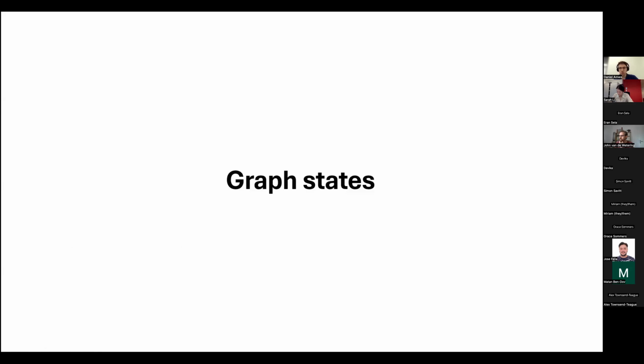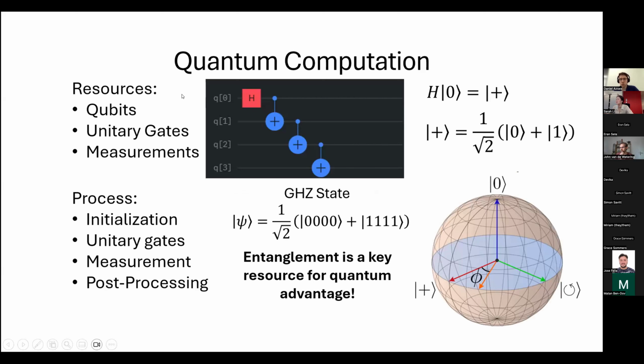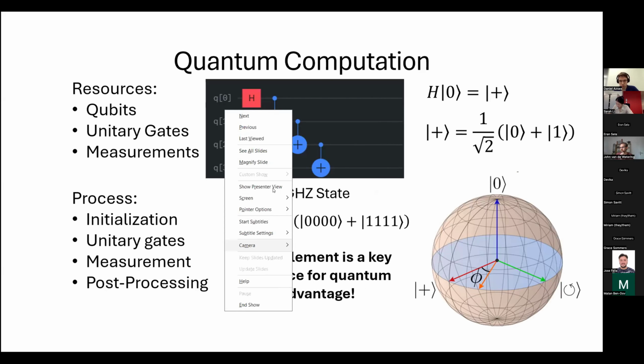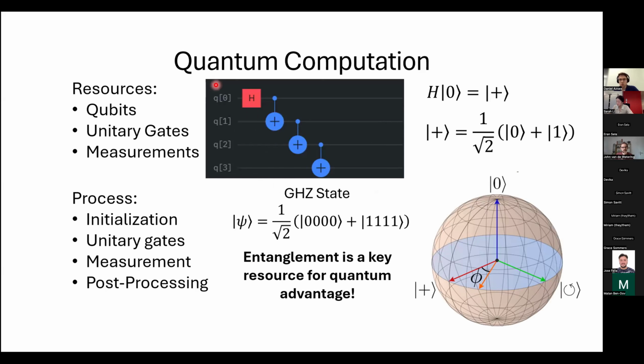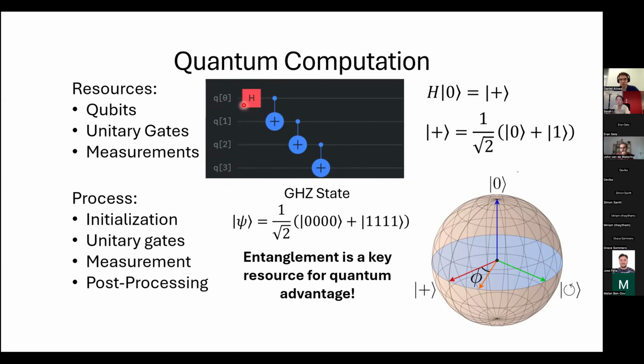So let me start with graph states. So what we usually do here is quantum computation. So there are many things to cover, so to be sure that we are all on the same page. Usually what happens in quantum computation is that we have qubits here. Usually you have four qubits. So this was generated with IBM Quantum Experience, which I recommend for everyone that wants to understand a little bit of quantum computation and so on.